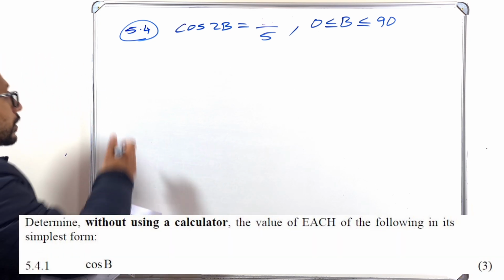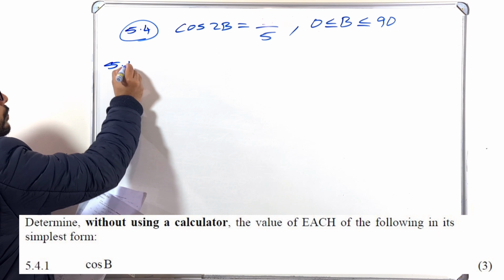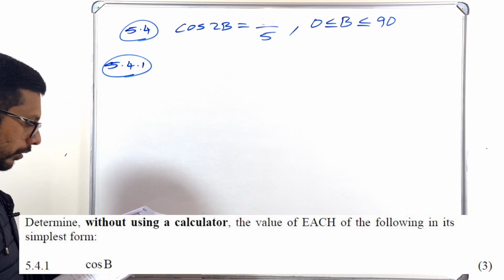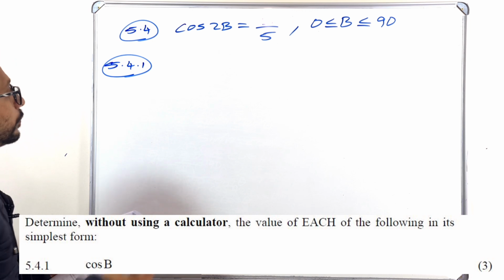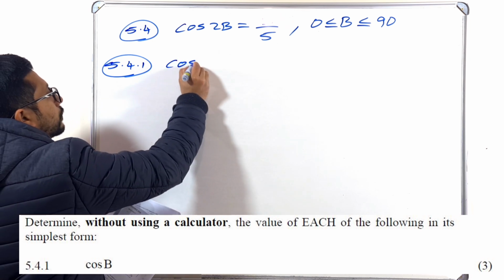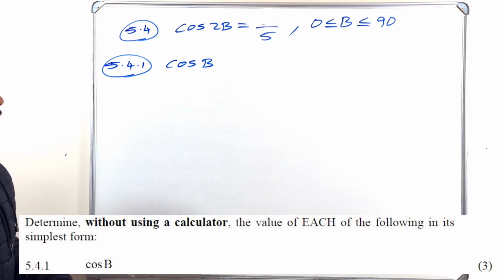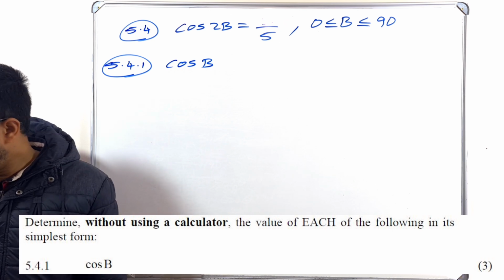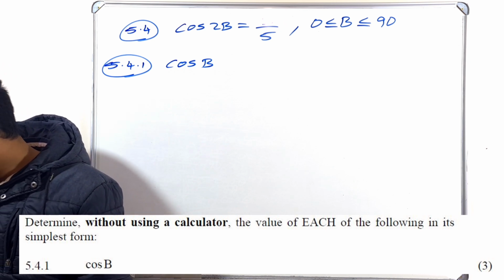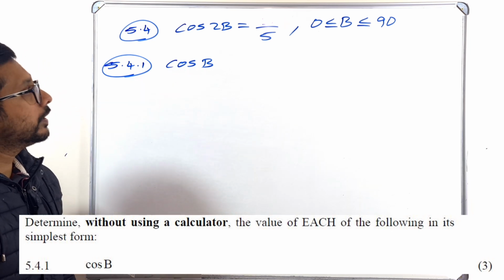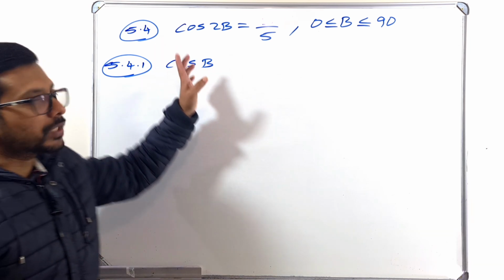So without using a calculator, you have to find the answers of the following questions. What is the first question? 5.4.1. Cos b. You have to find cos b. Here you must be careful. Before you find this cos b, you must be very careful. This type of question is very important.